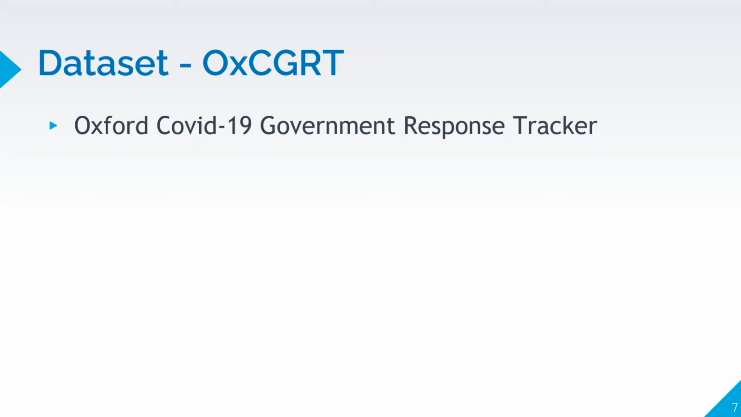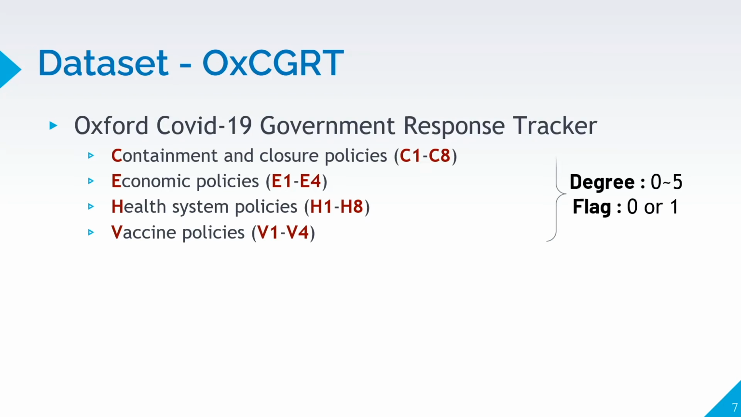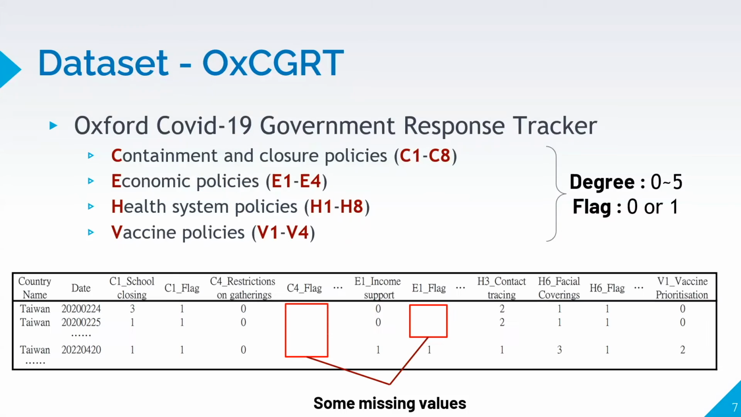Our dataset is from the Oxford COVID-19 Government Response Tracker. It includes 24 government responses in 4 classifications: containment and closure policies, economic policies, health system policies, and vaccine policies. Higher degree value means a policy is stricter, and the binary flag is set to 1 when the policy is implemented across the whole country.